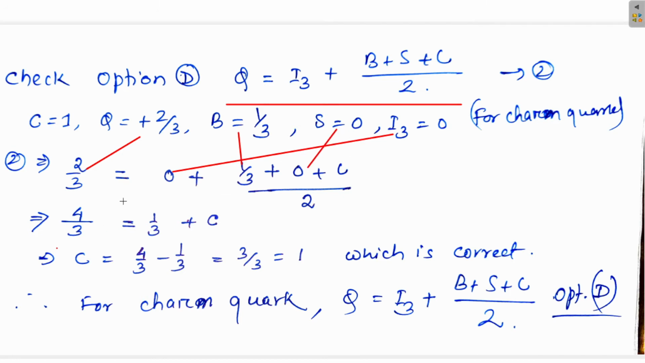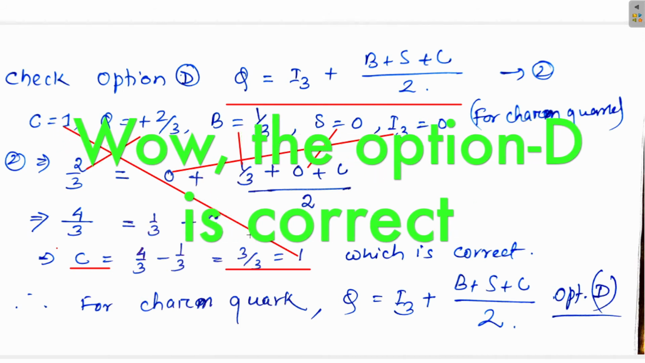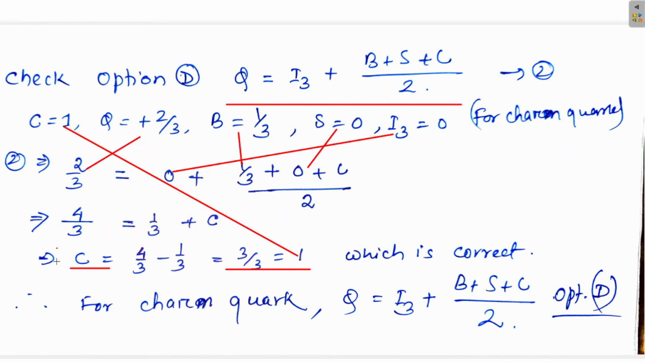So if we simplify these relations, we can easily calculate the value of the charmness, which is giving positive 1. So you see, this is the correct option because from these relations we are getting the charmness of the charm quark as positive 1. So option D is the correct answer. From this discussion we can generalize that in case of the charm quark, the Gell-Mann-Nishijima formula can be modified like this: Q is equal to I3 plus B plus S plus C over 2.